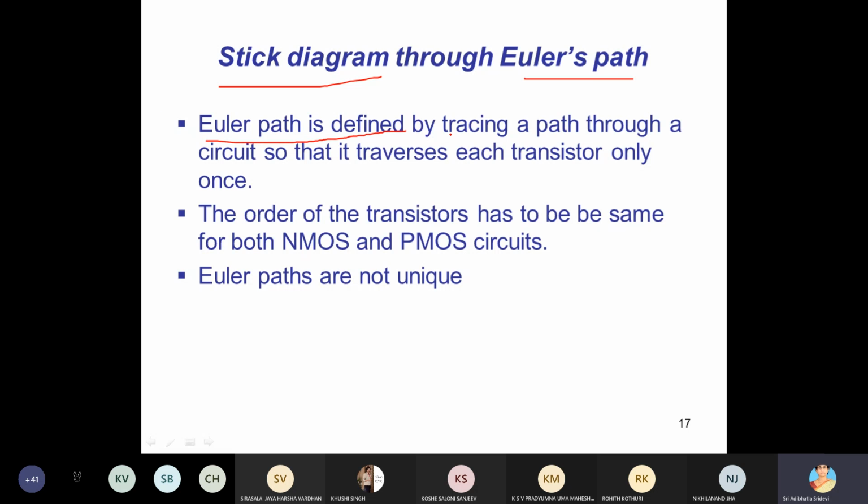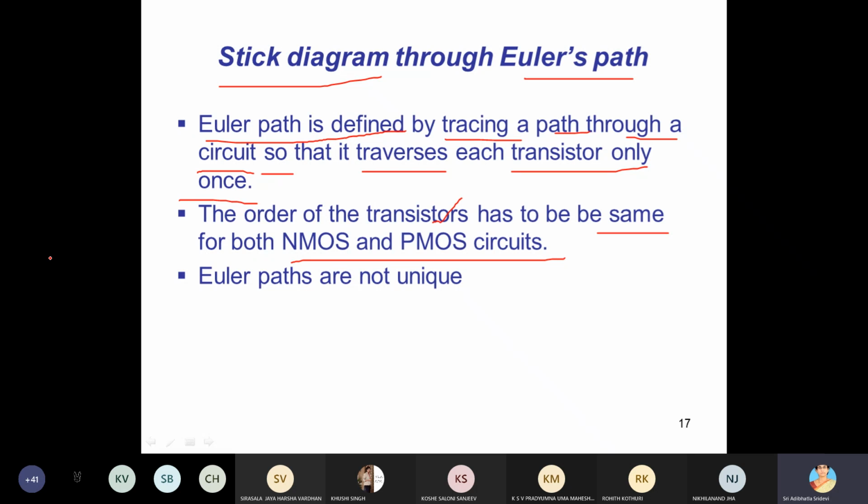Euler path is defined by tracing a path through a circuit so that it traverses each transistor only once. Please remember this. It is nothing but tracing a path through a circuit such that each transistor is traversed only once. And in the Euler path, the order of transistors has to be the same for both PMOS and NMOS. Whatever the order of transistors in the NMOS circuit, we should follow the same order in the PMOS circuit.